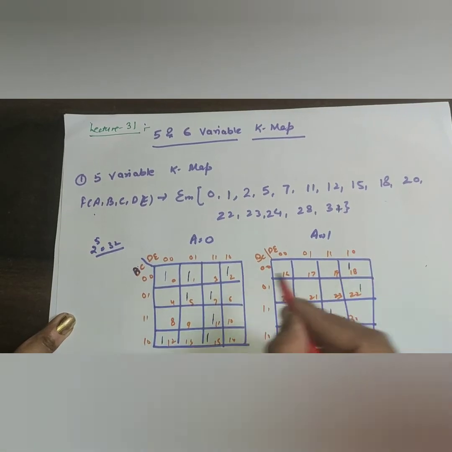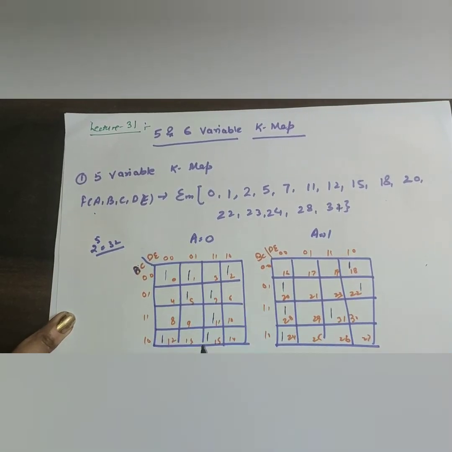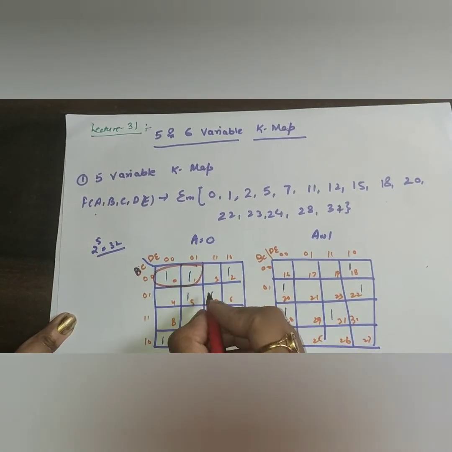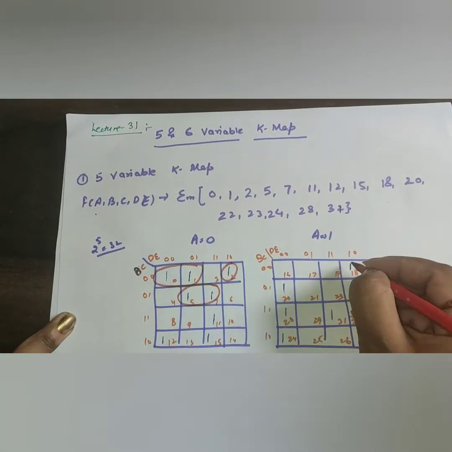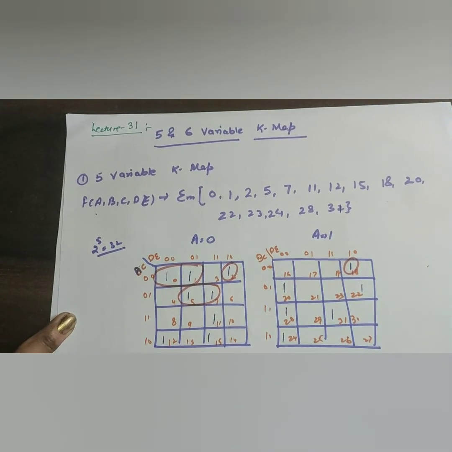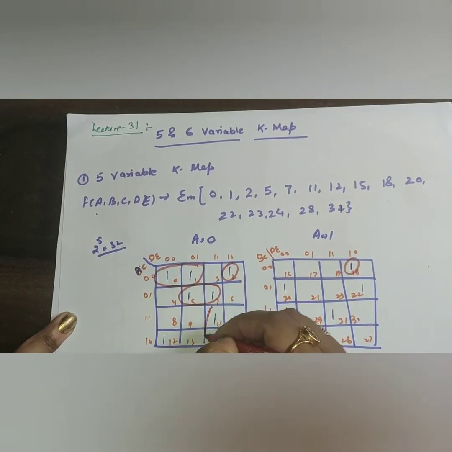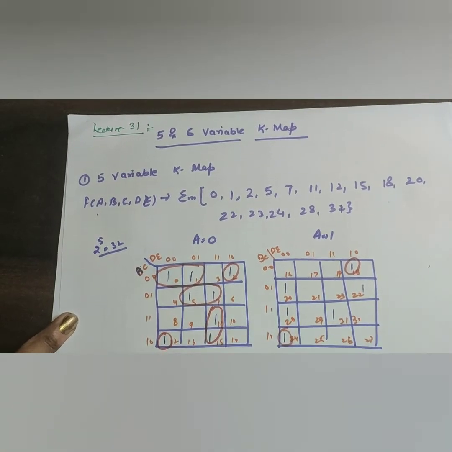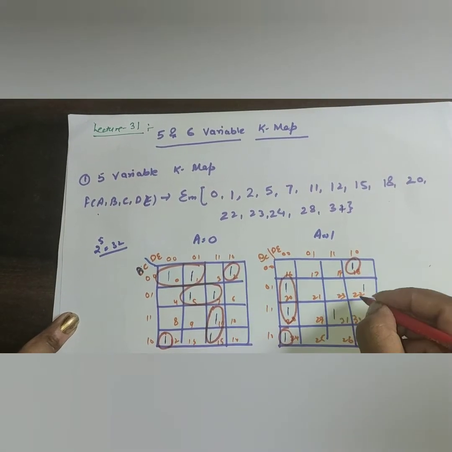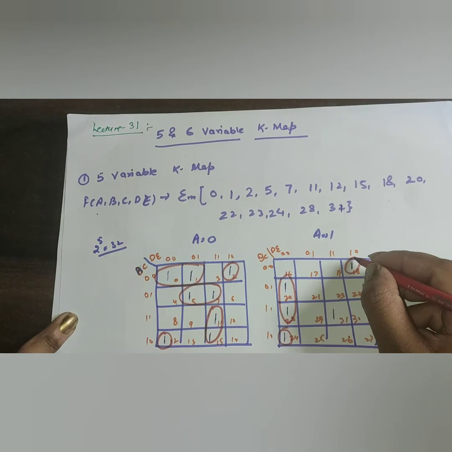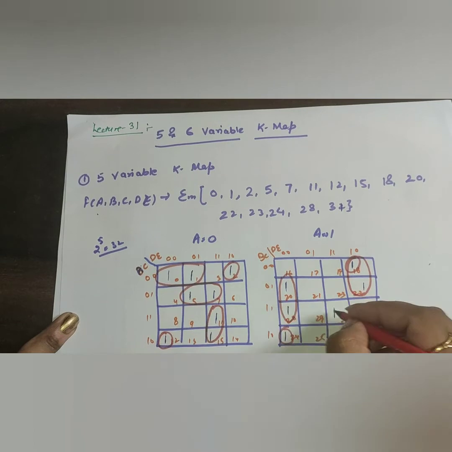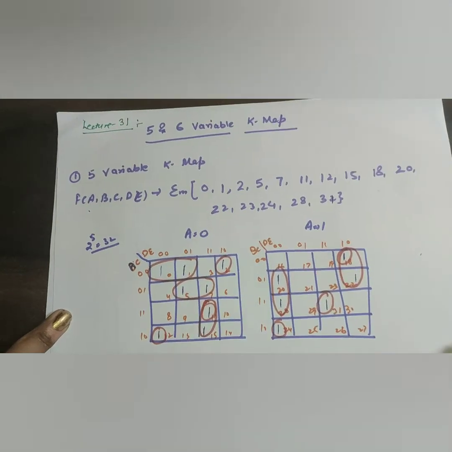Now because there is no one present here and no one present there, we can make this group of 2 and this group of 2. This can be grouped by this. Now this 2 can be grouped, because we don't consider 3; we group only 2. This can be grouped like this, this can be grouped like this, and this one can be grouped like this. Now this one can be grouped like this.